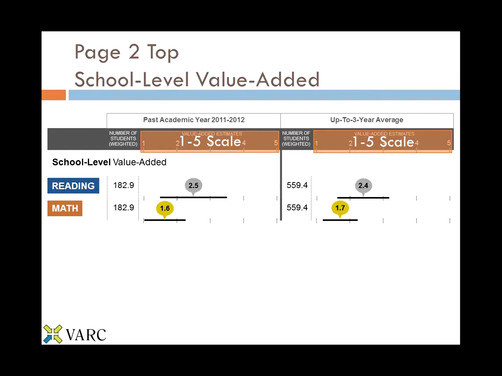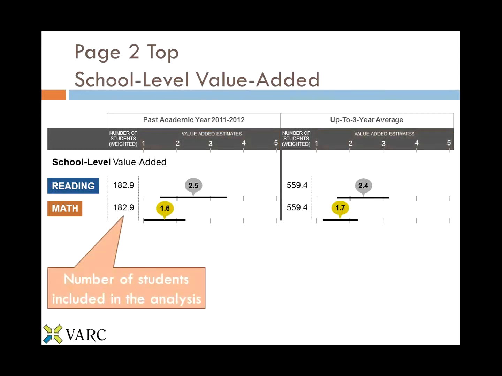If you get a 3, that means that you're right on track with how similar kids across the state grew. These are standard deviation units, if you want to think a little statistically about this, on the 1 to 5 scale. Almost all our estimates are going to fall between that 1 to 5 range, but you could be lower than 1 or higher than 5 on this scale. There isn't a hard limit on this. We have the number of students included in the analysis. I'll go into a little more detail shortly about why that isn't a whole number. It's about mobility of kids.